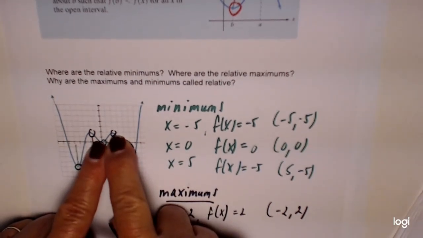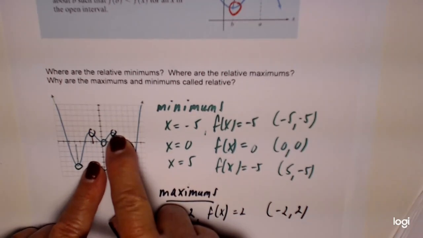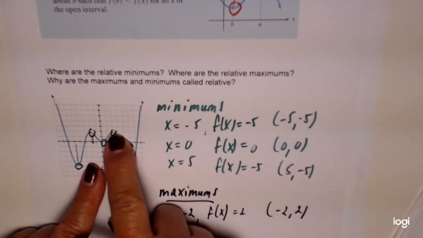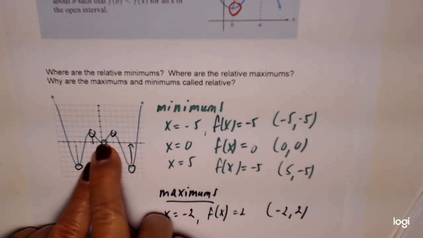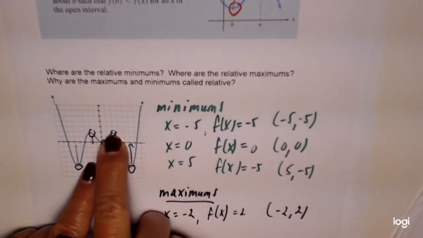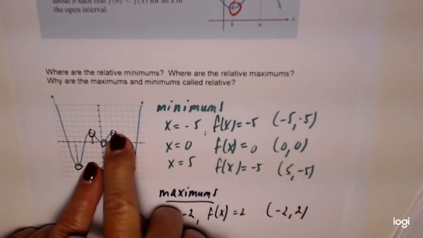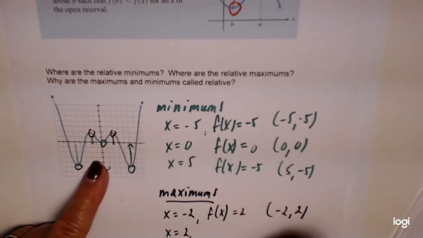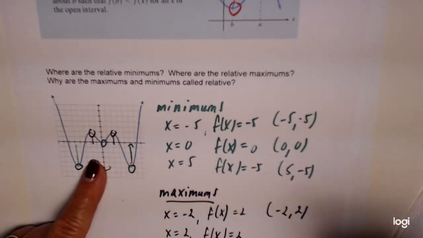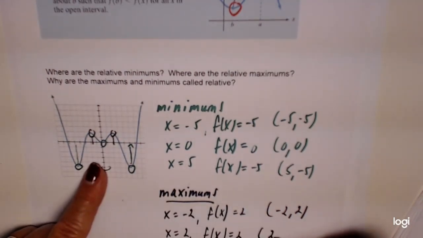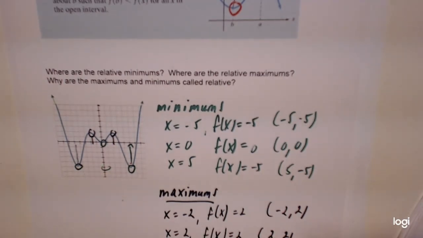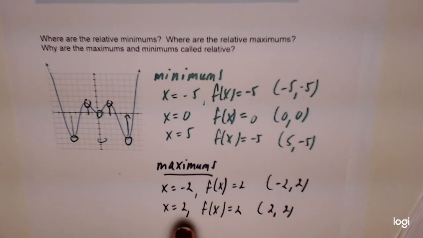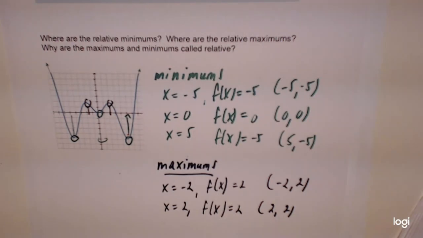Over on this side of the y-axis, we have another top of the hill, if you will. We are increasing, we get to the top of the hill, and then we start to go down again. So that would be a relative max. Here, when we go down to the x-axis, we see x is 2, and our y value is 2. So our point would be 2, 2, a relative maximum. This graph has a lot of activity to show you.